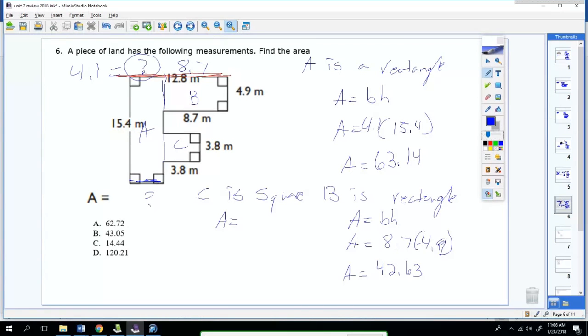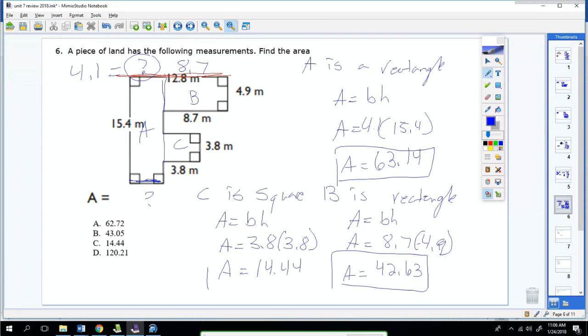So you find the area of a square the same way, base times height. So the base is 3.8, and the height is 3.8. So you're going to do 3.8 times 3.8, which is 14.44. So now I have the area for A, B, and C. Let me box those for you real quick.